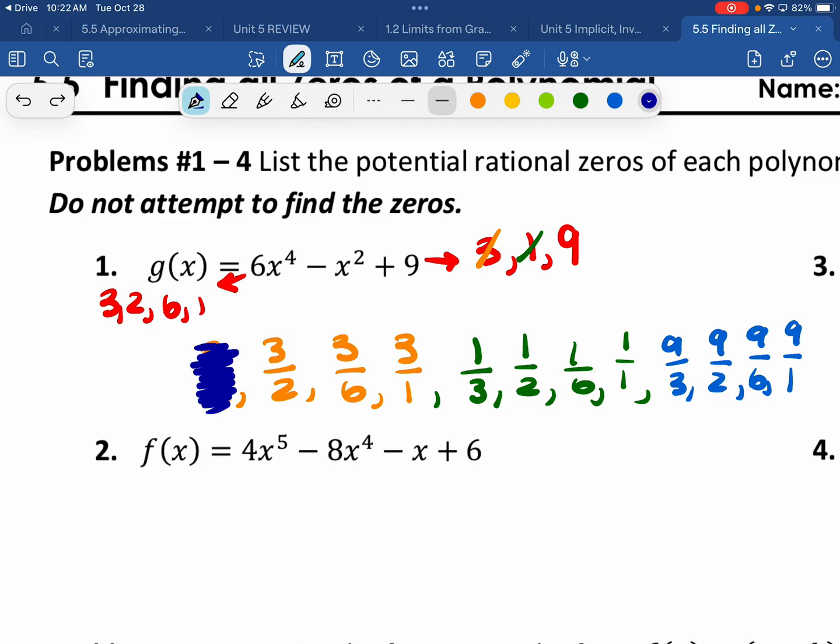All right, let's look at another fraction that reduces. 3 over 6, does that reduce? Yeah, 1 over 2. Do I have a 1 over 2 somewhere else? Yes, I do, so I'm going to take off that one. All right, 3 over 2 doesn't reduce. 3 over 1 doesn't reduce. None of these ones reduce.